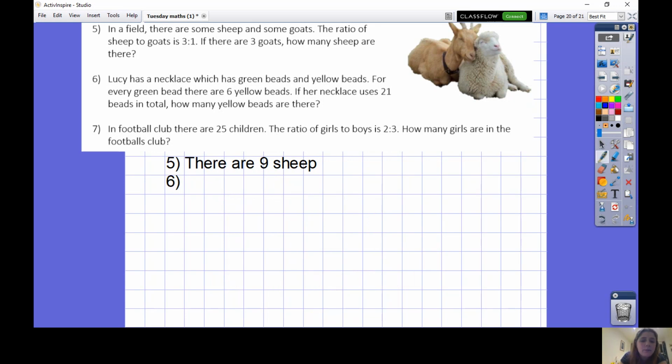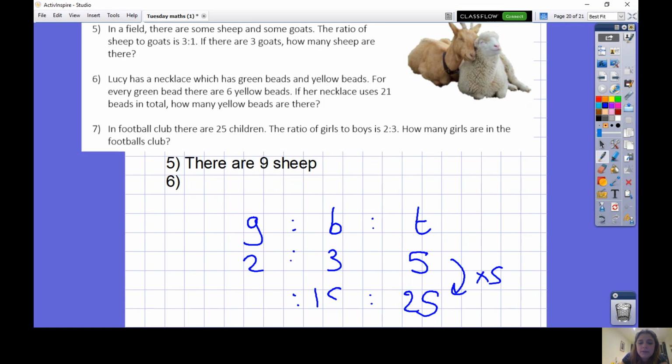Question 7 then. In a football club, there are 25 children. The ratio of girls to boys is 2 to 3, making my total 5. And the total of the football club is 25, so what have I timesed everything by? Timesed everything by 5, that would be 15, that would be 10. How many girls are there? There are 10 girls in the football club.